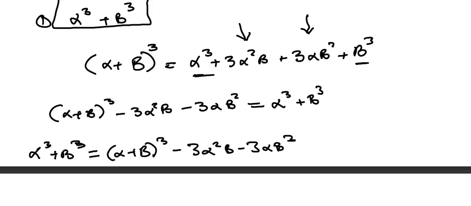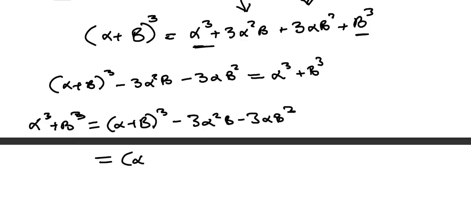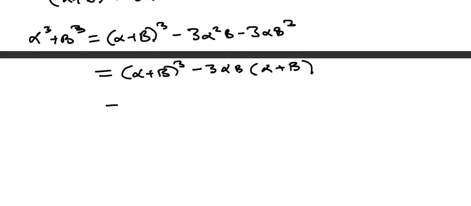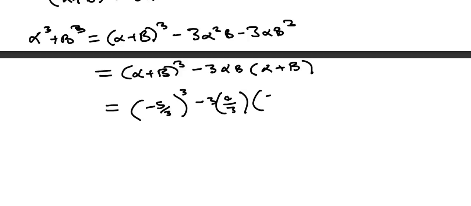So from here now we can factorize. What is common there is negative 3 alpha beta. What remains from here is just an alpha, and what remains there is just a beta. You notice that if you multiply this out, you get back what you had. Then we can do our replacements because we know what alpha plus beta is. It's negative 5 over 3 cubed, then minus 3 times 4 over 3, then times negative 5 over 3. We get the actual value of alpha cubed plus beta cubed.